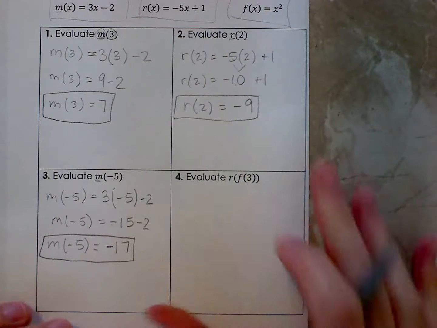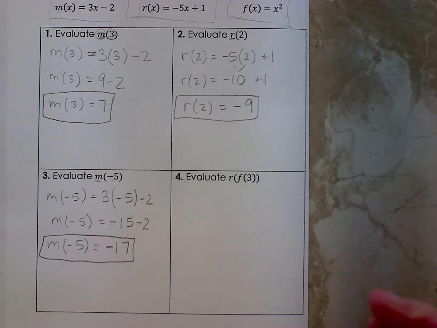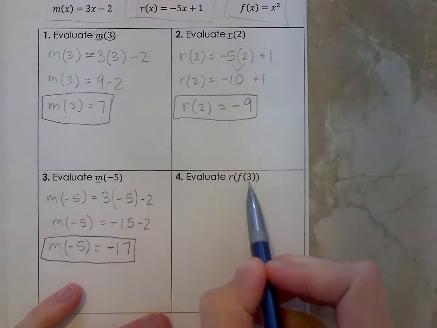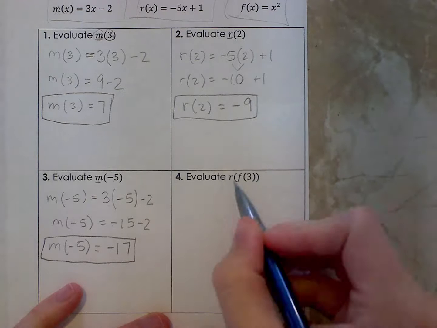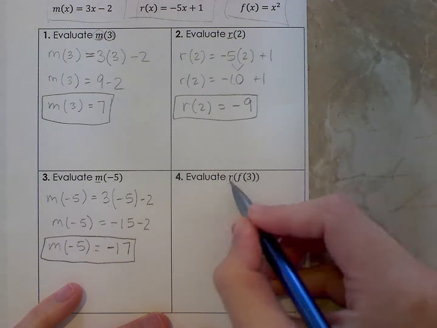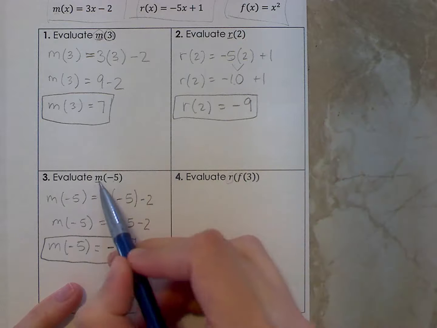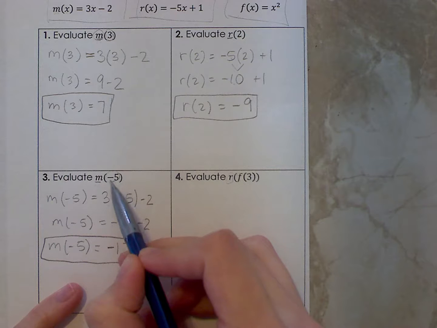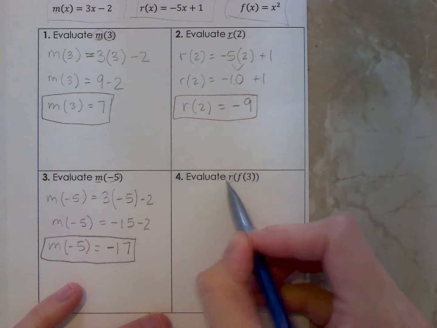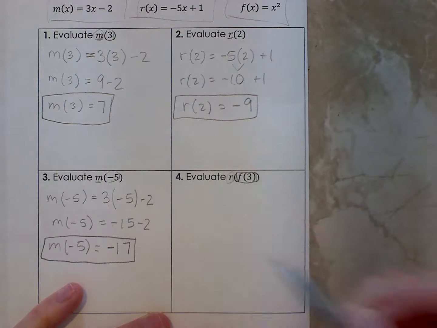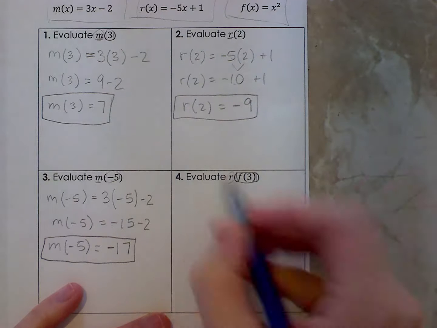And this last one's slightly different. I actually have 2 functions here. This says evaluate R of f of 3. Well, I'm evaluating R of something. What am I evaluating R of? Well, the input for R, like here with m of negative 5, I just input the negative 5. Well, the input for R is actually f of 3. Well, what's f of 3? Let's figure it out.